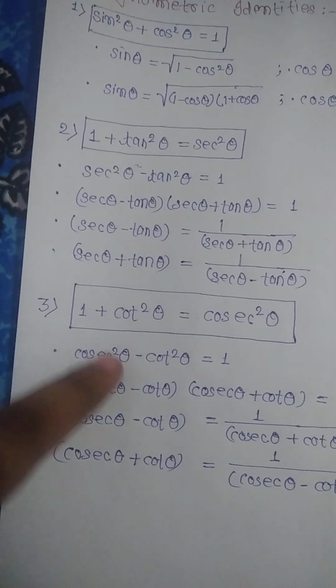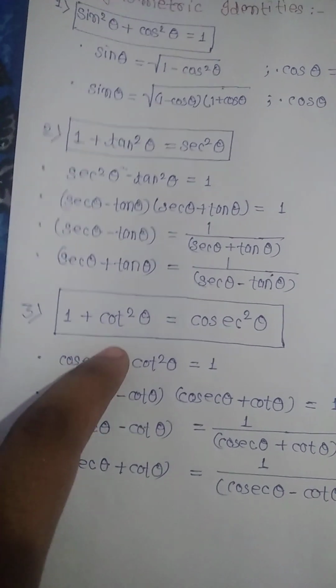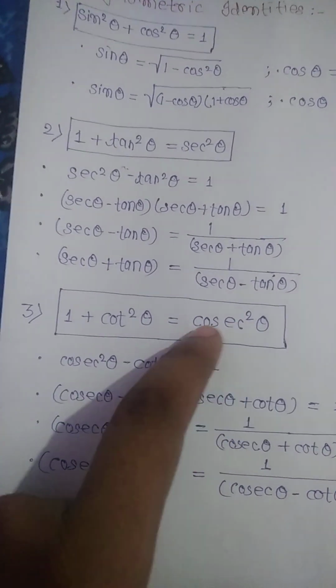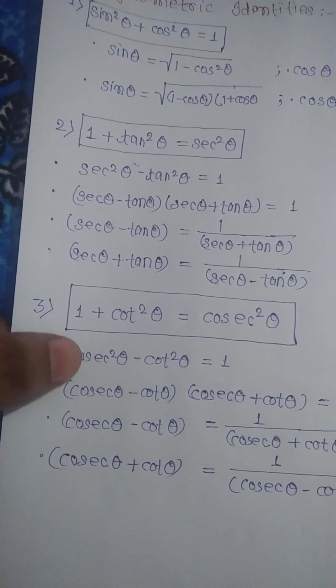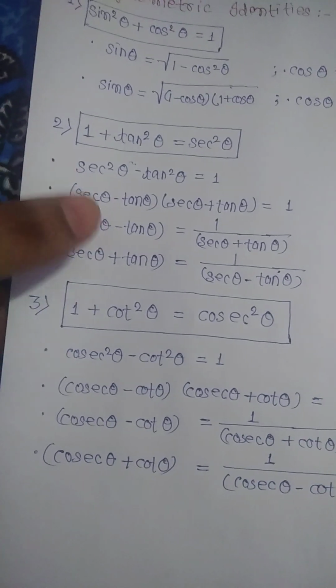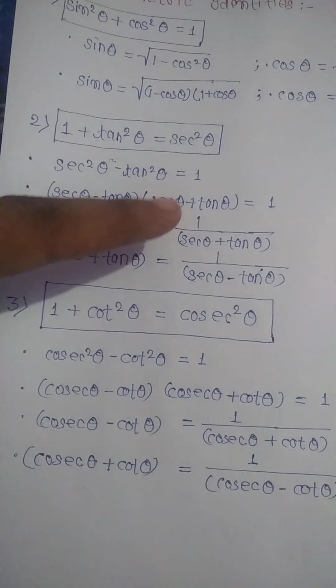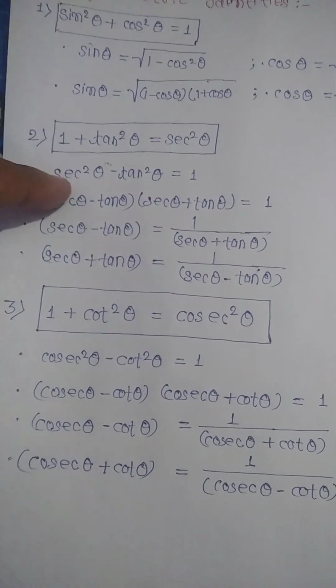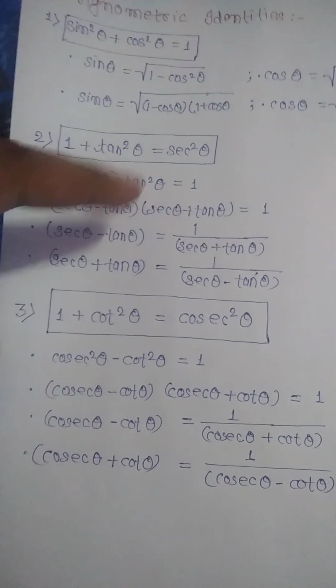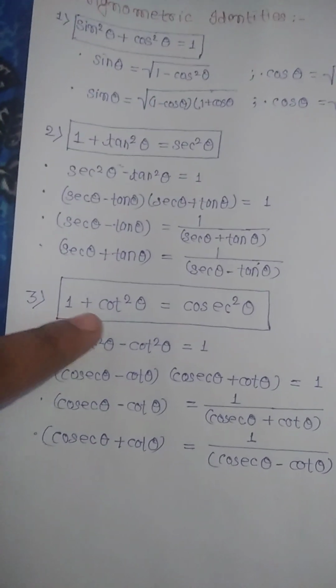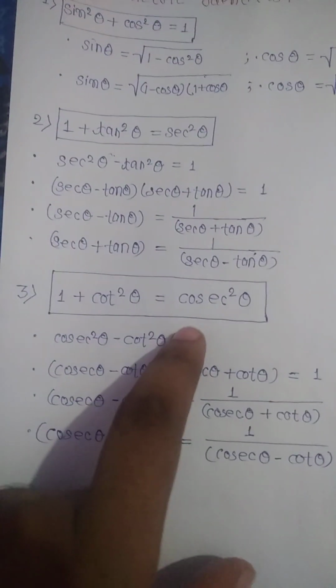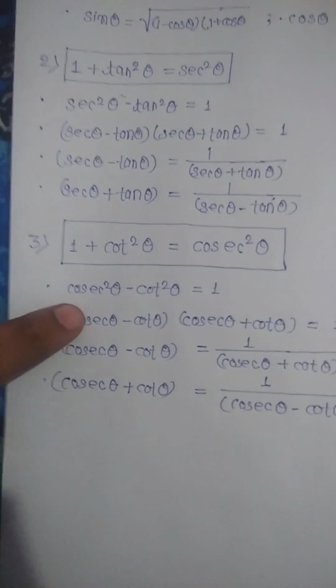Then last but not least is 1 plus cot square theta equals cosec square theta. It is similar to that one. Here, 1 plus tan square theta becomes 1 plus cot square theta. So basically the difference is, if it is 1 plus tan square theta, then it will be sec square theta, but if it is 1 plus cot square theta, then it will be cosec square theta.